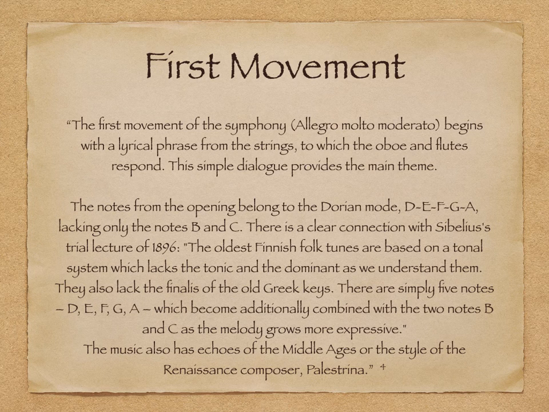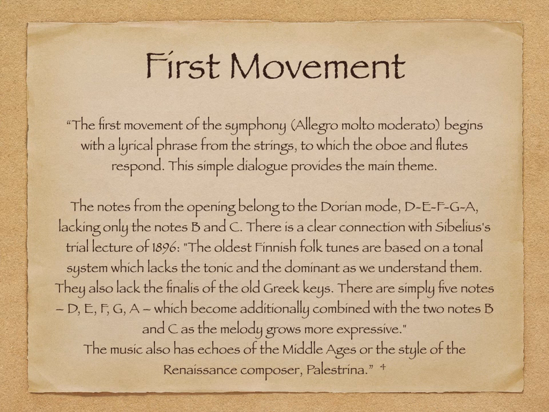The notes from the opening belong to the Dorian mode, D, E, F, G, A, lacking only the notes B and C. There is a clear connection with Sibelius' trial lecture of 1896. Quote, the oldest Finnish folk tunes are based on a tonal system which lacks the tonic and the dominant as we understand them. They also lack the finalis of the old Greek keys. There are simply 5 notes, D, E, F, G, A, which become additionally combined with 2 notes, B and C, as the melody grows more expressive, end of quote.